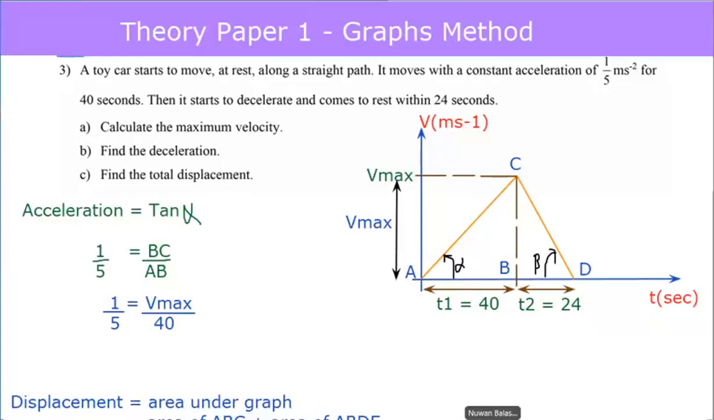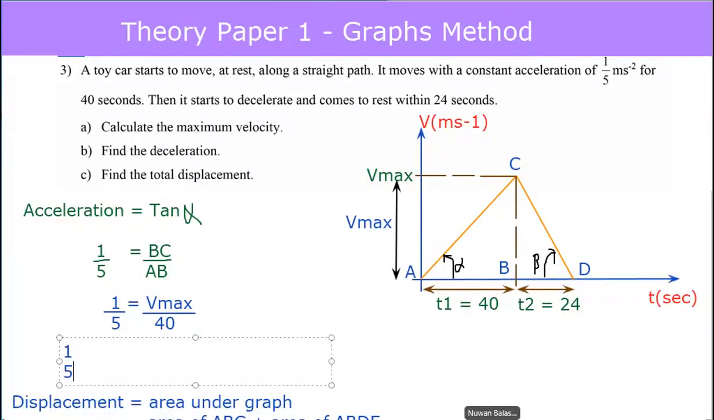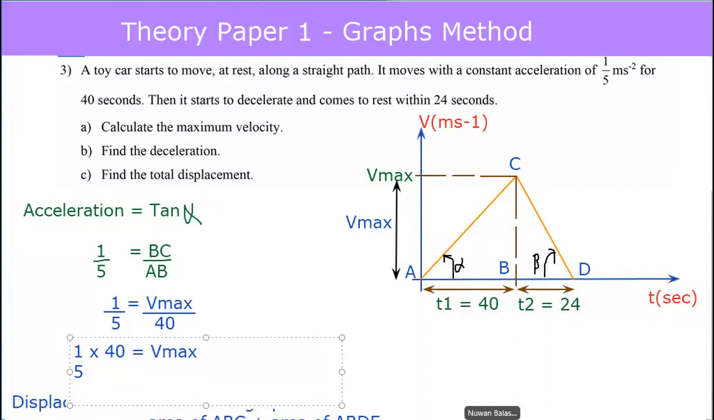So if you take 40 to the other side, you can find Vmax easily, right? So let me write it here. 1/5 into 40 equals Vmax, like this, right? So 40 divided by 5, that's how it can be seen. So 40 divided by 5 is 8, so you get Vmax equals 8 meters per second. That's it.